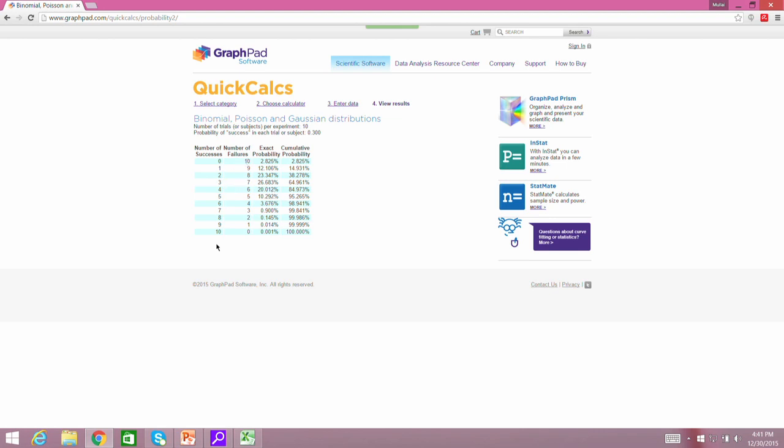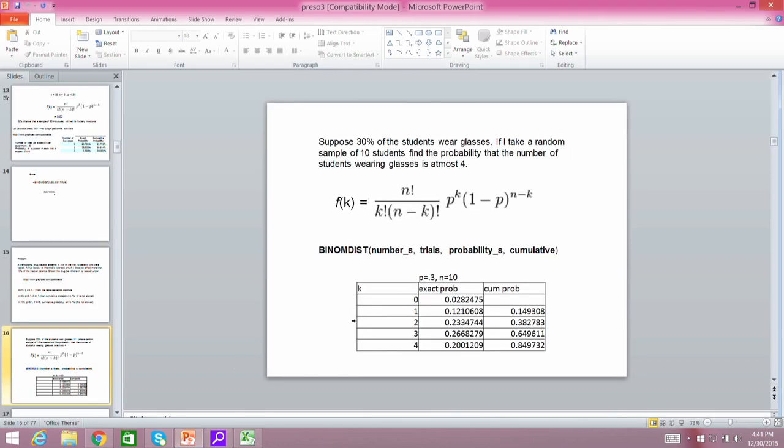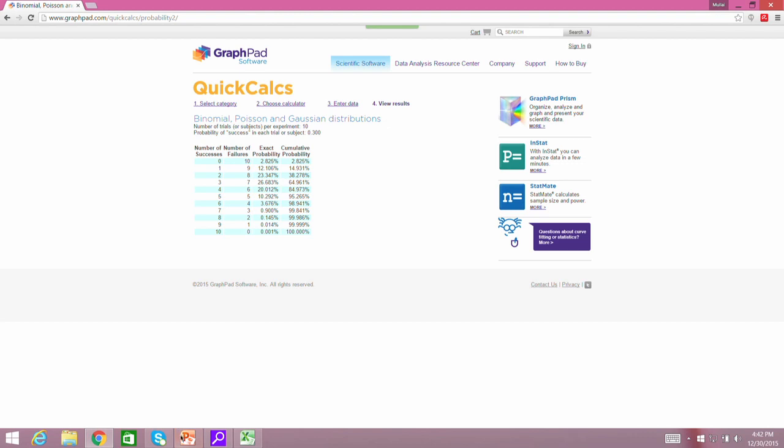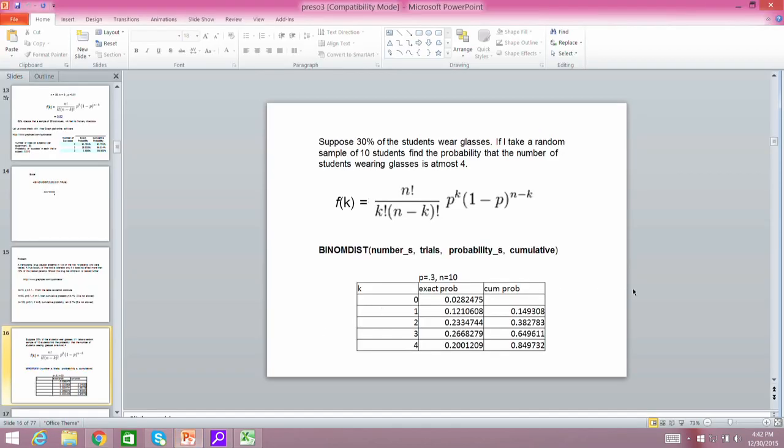So, you can use this quick calc of the GraphPad to identify the probability distribution function for a binomial distribution, okay. So, you can use this equation or we can use the Excel function or we can use the GraphPad software also. So, all these are possible to get. As you can see here, this is the cumulative, this is the exact probability for 0% wearing glasses, 1% wearing glasses, 2%, 3%, 4%, like that, goes up to n of 10.